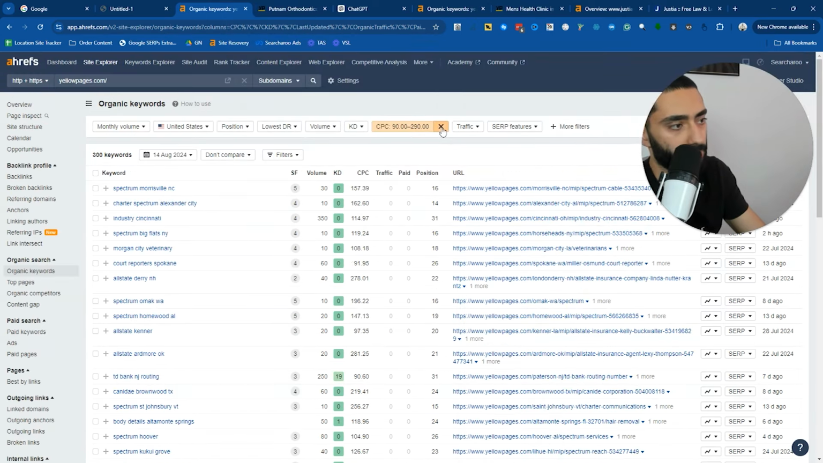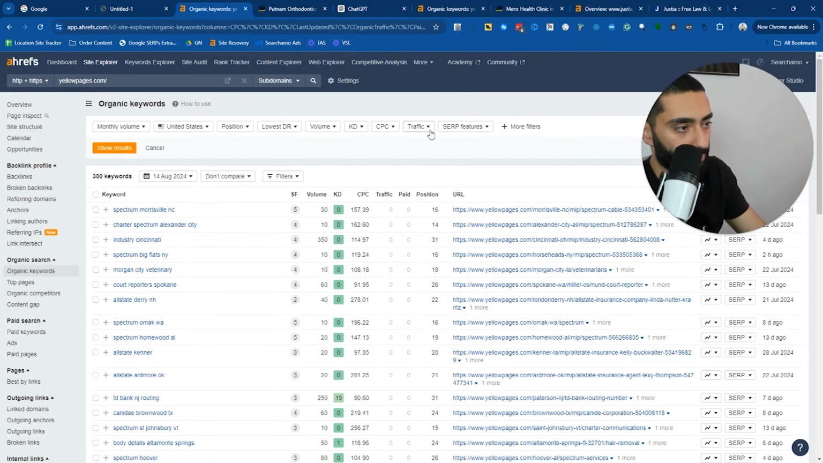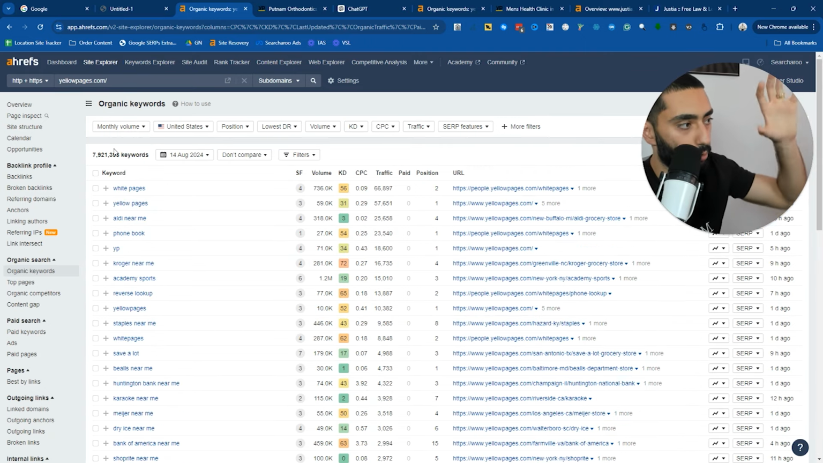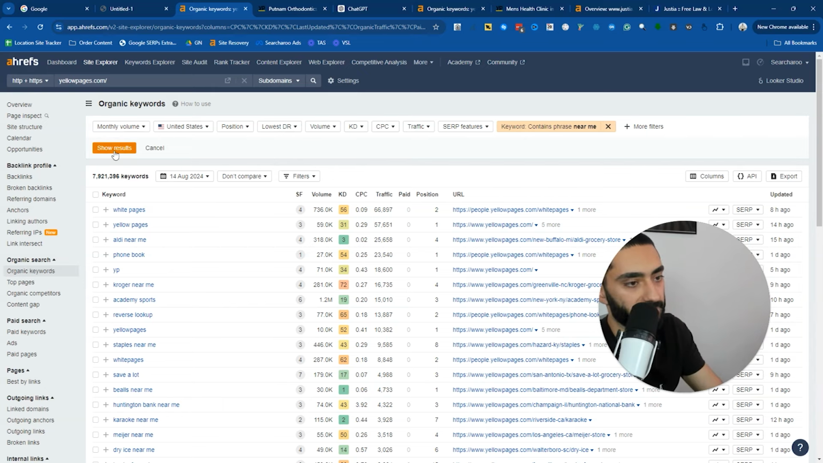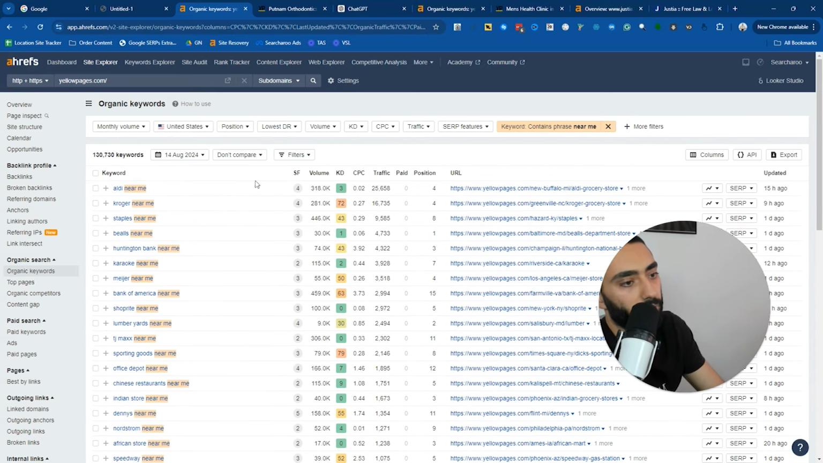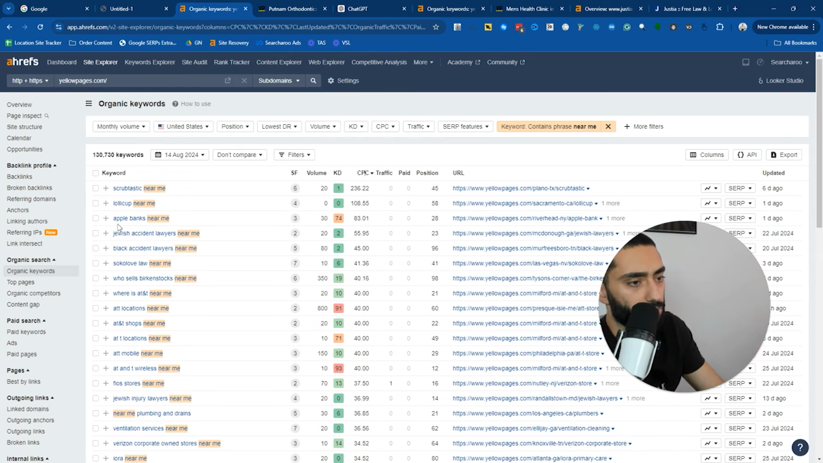if we just remove cost per click, right? And if we go back to show results, so we're back on Ahrefs and we're looking at all of the keywords that Yellow Pages ranks for. What we then want to do is, where it says more filters, we're going to do keyword, and we're going to include near me, right? And a lot of the time, it will actually show us a lot of near me related keywords. So then we've got a load of different pages that we can have websites built for.